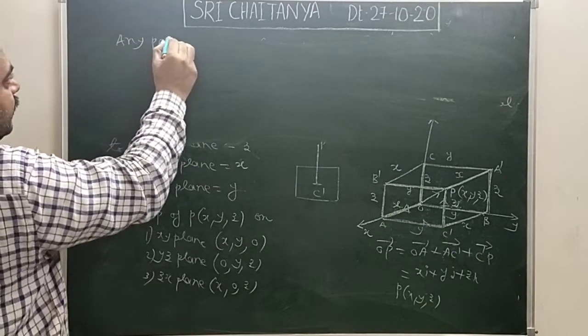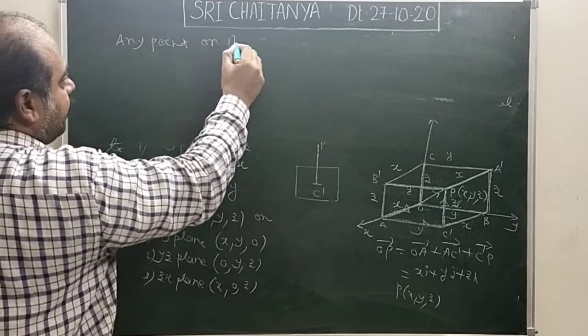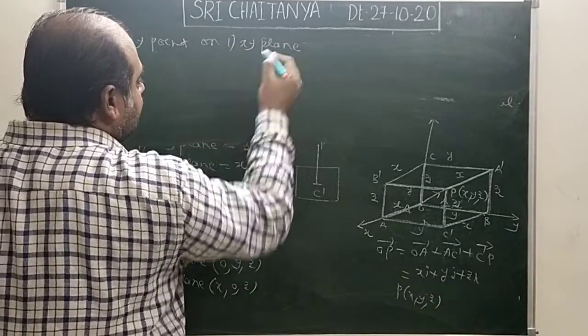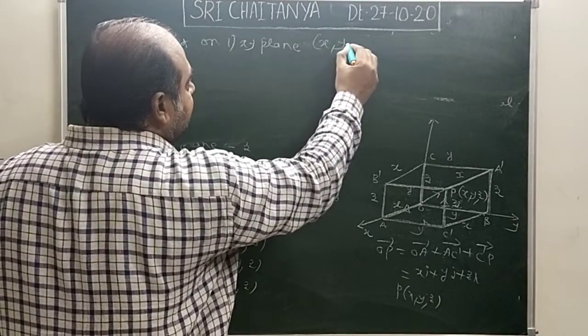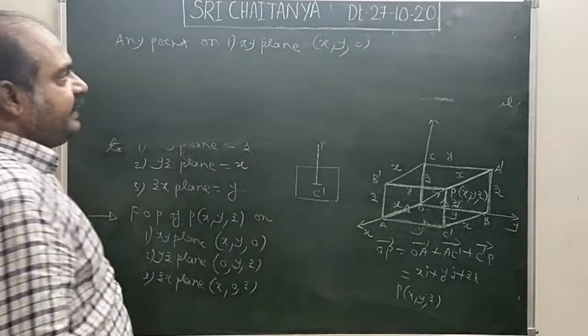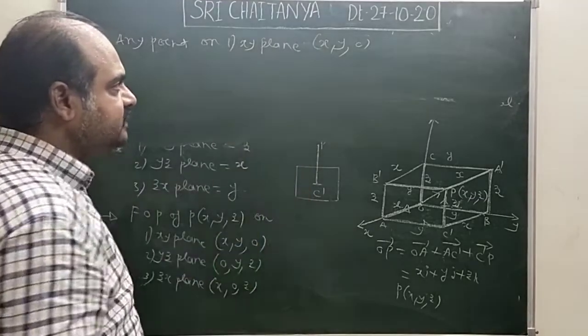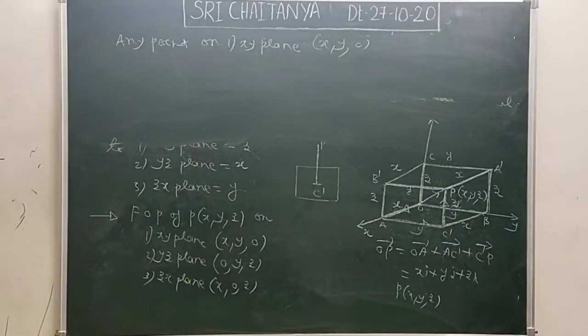Any point on the XY plane means there won't be any Z coordinate. That means in the XY plane, if you take any point, it will have Z coordinate 0.